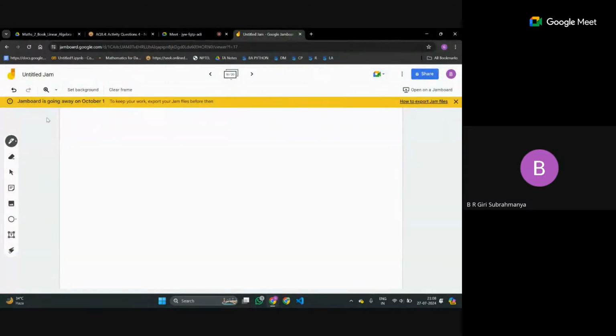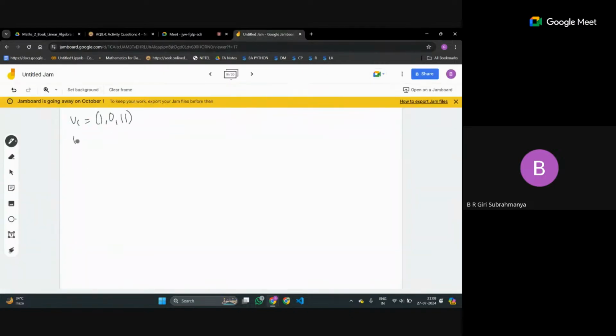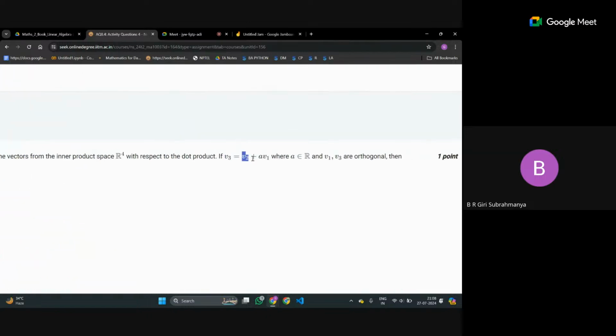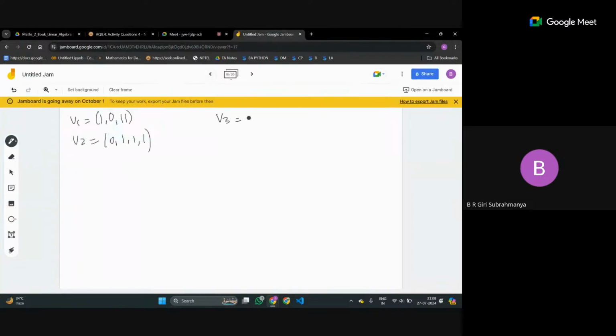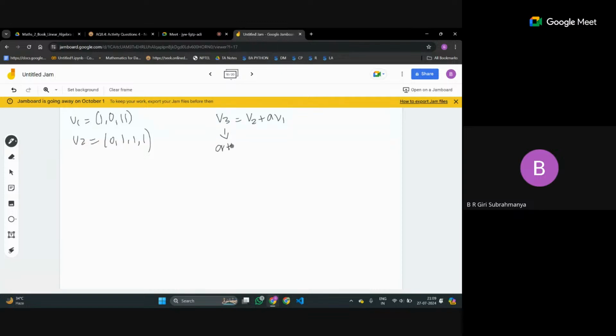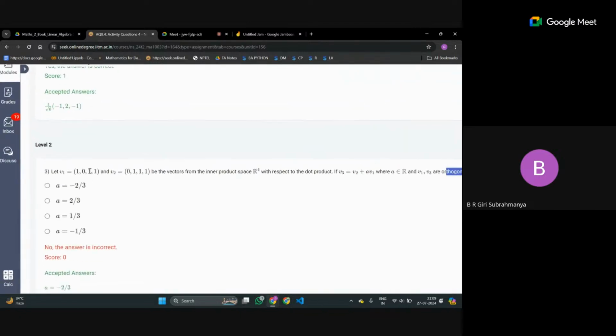Fine. Now we have v1, which is (1, 0, 1, 1), and v2 is (0, 1, 1, 1). What the question is saying is, there's some vector v3, which is v2 plus a times v1, where a is some scalar. Now v1 and v3 are orthogonal. They're saying this v3 is orthogonal to v1. So with this information, we have to find a.